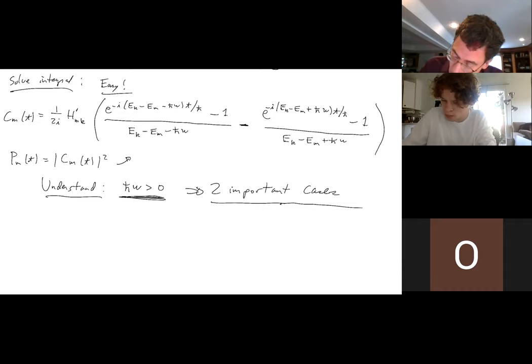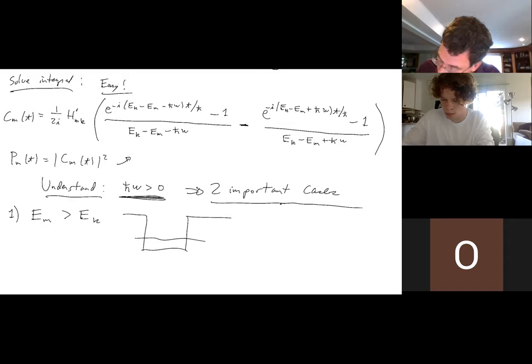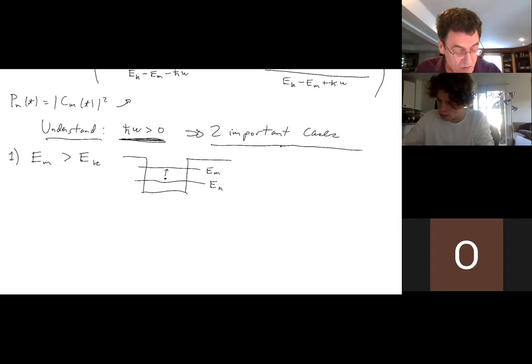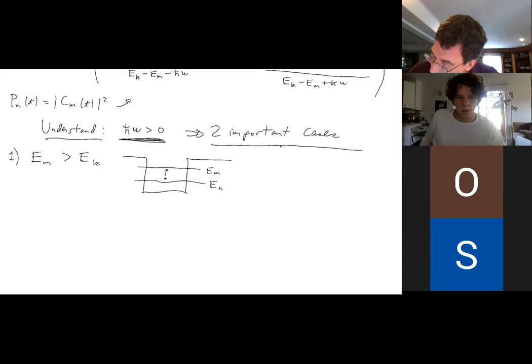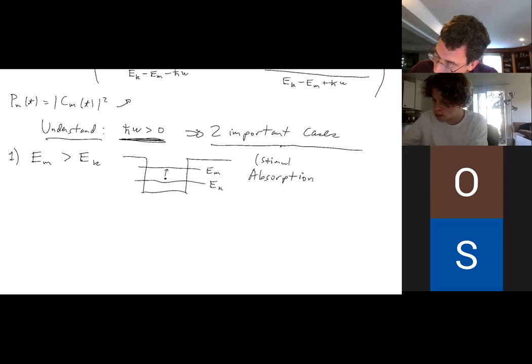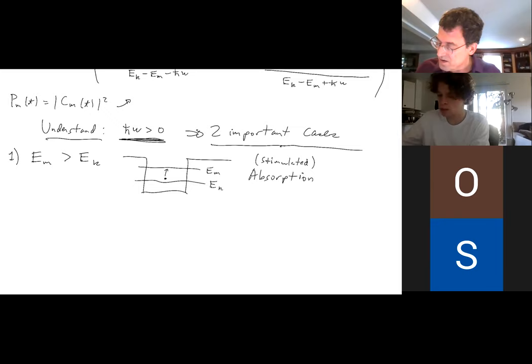And in one of the cases, what we're going to have is that the final state is greater than the initial state in energy. And that's this situation where we're going up in energy. And what is that physical process called? Can someone tell me? Excitation? Yeah, that's one word for it. That's right, but another word is absorption. We can also call it stimulated absorption, because the absorption is being stimulated by the light. But often we don't use the word stimulated, we just say absorption. That's absorption.